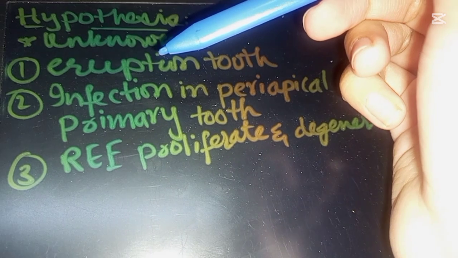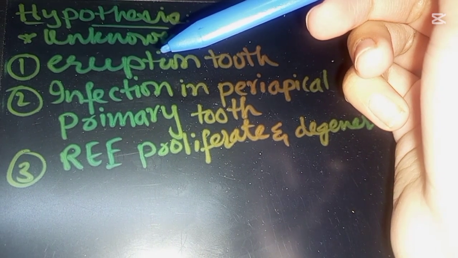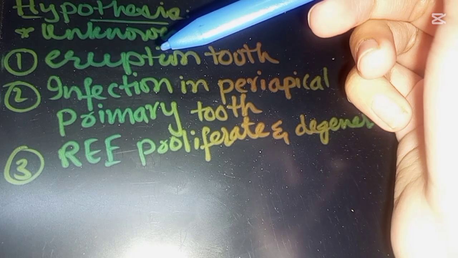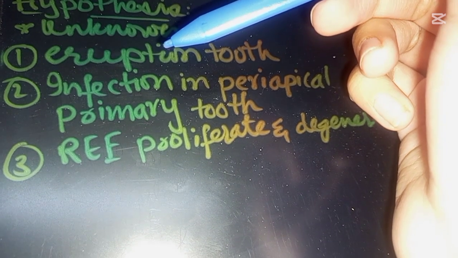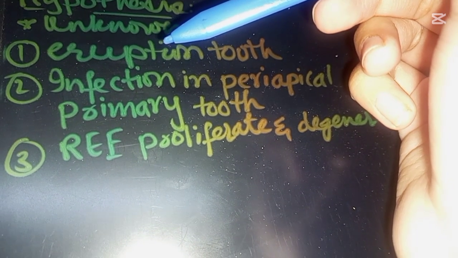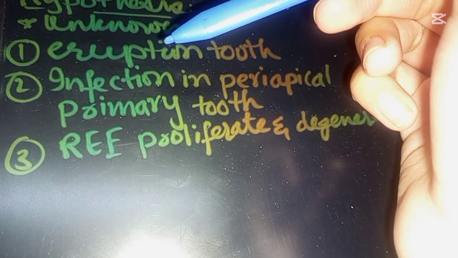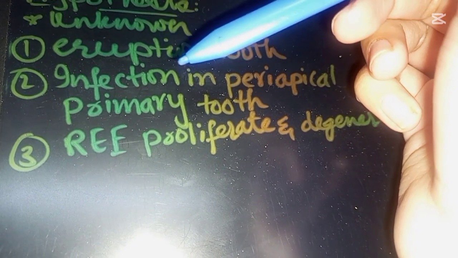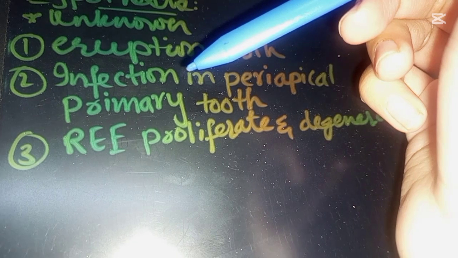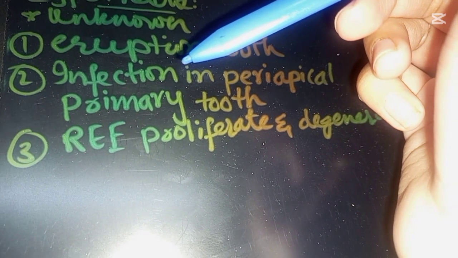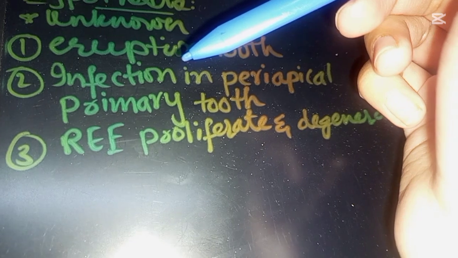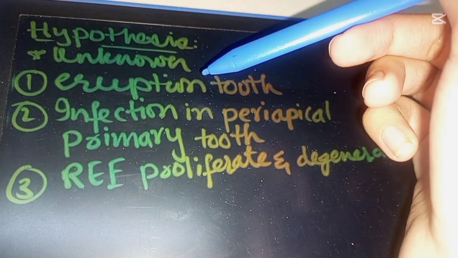Okay, so number one, we will talk about the eruption of the tooth. So what happens when the impacted tooth erupts? It puts pressure on the follicle. Within the follicle, there are veins. Those veins become compressed, so there is an increase in the intrafollicular pressure. Due to this pressure, it gives rise to transudate formation. So transudate is formed and it starts accumulating between the follicle and crown. So cyst formation occurs.